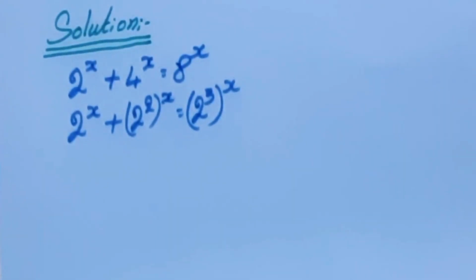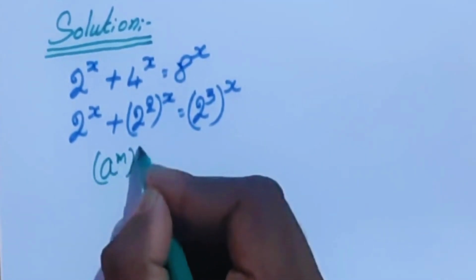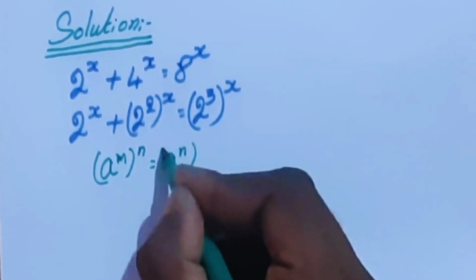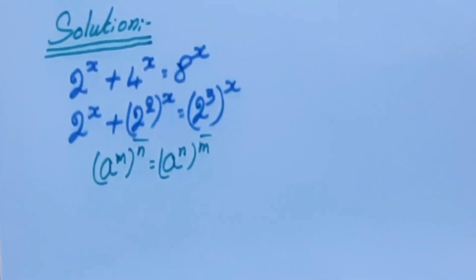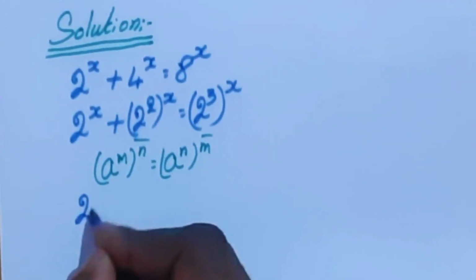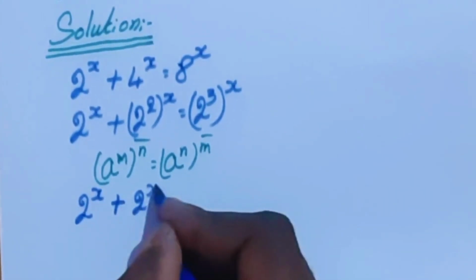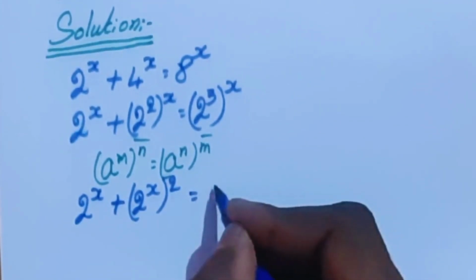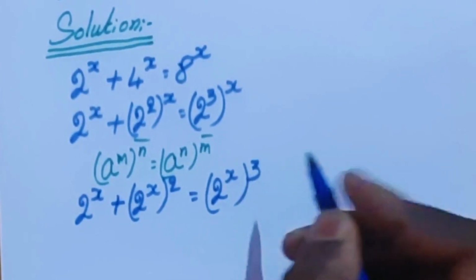Now we are going to apply this identity that (a^m)^n equals (a^n)^m. This we are going to apply here. So we'll get 2^x plus (2^x)^2 equal to (2^x)^3.